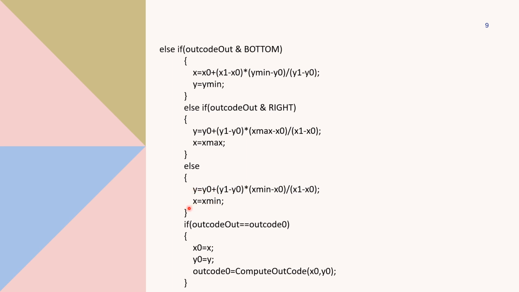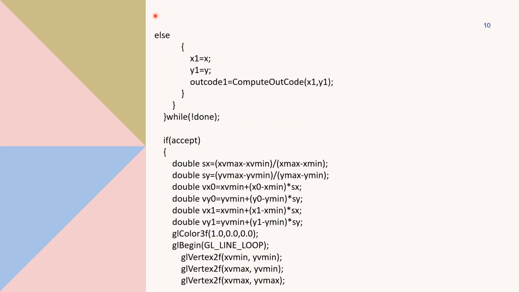Then we check if outcode out is equal to outcode 0. If yes, we assign the x naught value as x and the y naught value as y, and outcode 0 is calculated using the function compute outcode x naught y naught. Else, if outcode out is not equal to outcode 0, we assign the x1 value as x and the y1 value as y, and outcode 1 is calculated using the function compute outcode x1 comma y1, where x1 and y1 are the coordinates of a line.